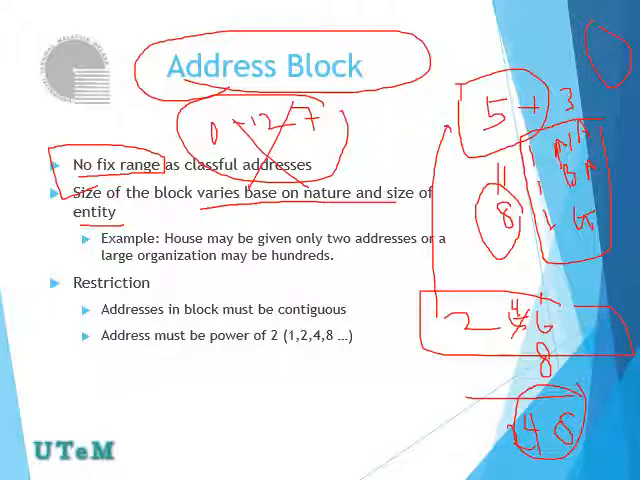So how to do this? We need to follow these conditions. The addresses must be contiguous. The number of addresses must be a power of 2. So this can be equal to 2 to the power of what? 2 to the power of 3, equal to 8. It must be in terms of 2 to the power of. So you assign the number of addresses in terms of 2 to the power of, and the total number of addresses must be 2 to the power of.